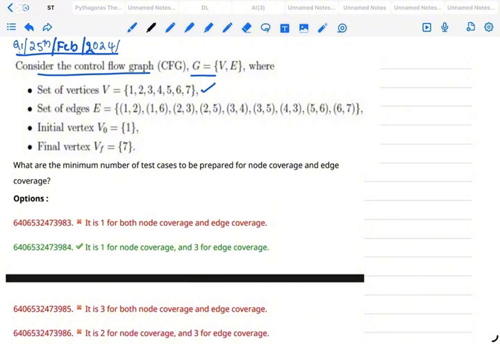So there is a set of vertices given in the question, and the initial vertex is 1 and the final vertex VF is 7, V0 and V7. For this question, what is the minimum number of test cases? I think these are test cases or test paths, but these are test paths to be prepared for the node coverage, and the edge coverage, EC. So what is the minimum number of test cases to be prepared for the node coverage and edge coverage in a given control flow graph?